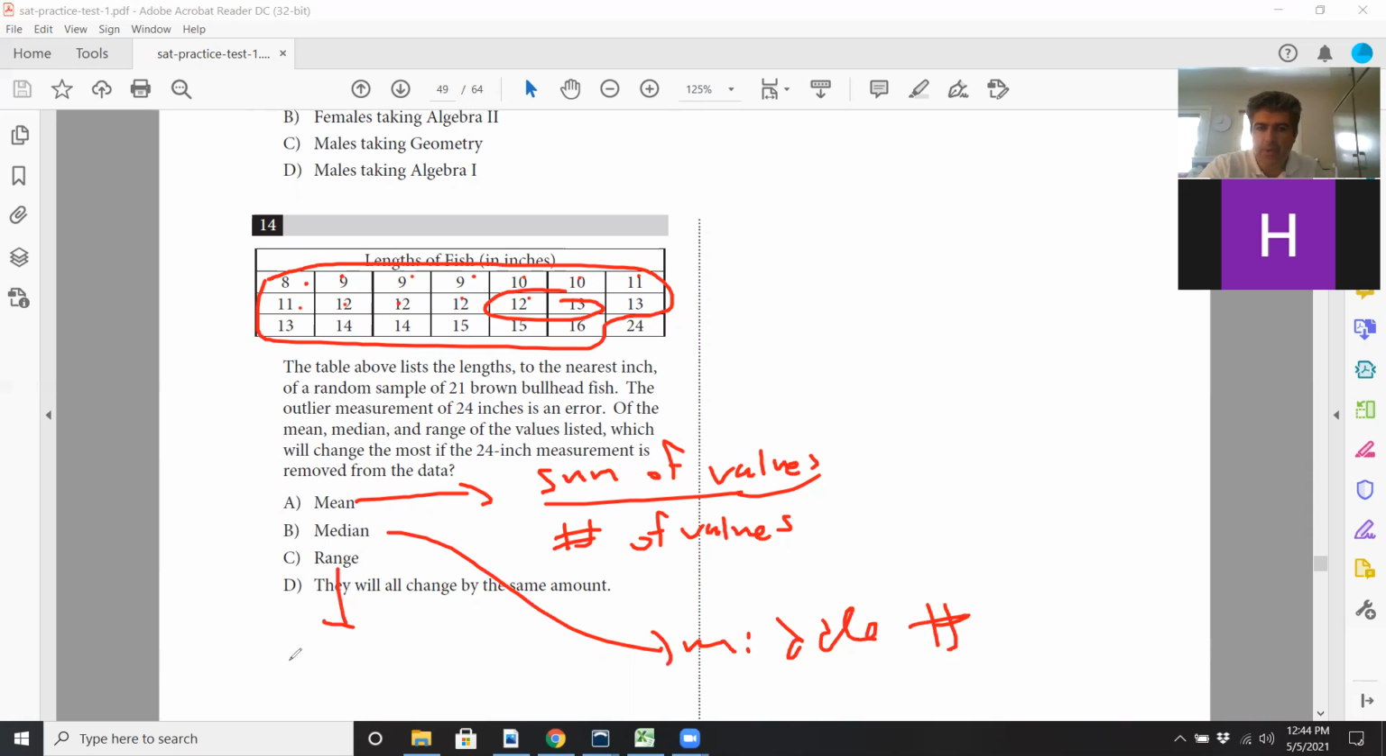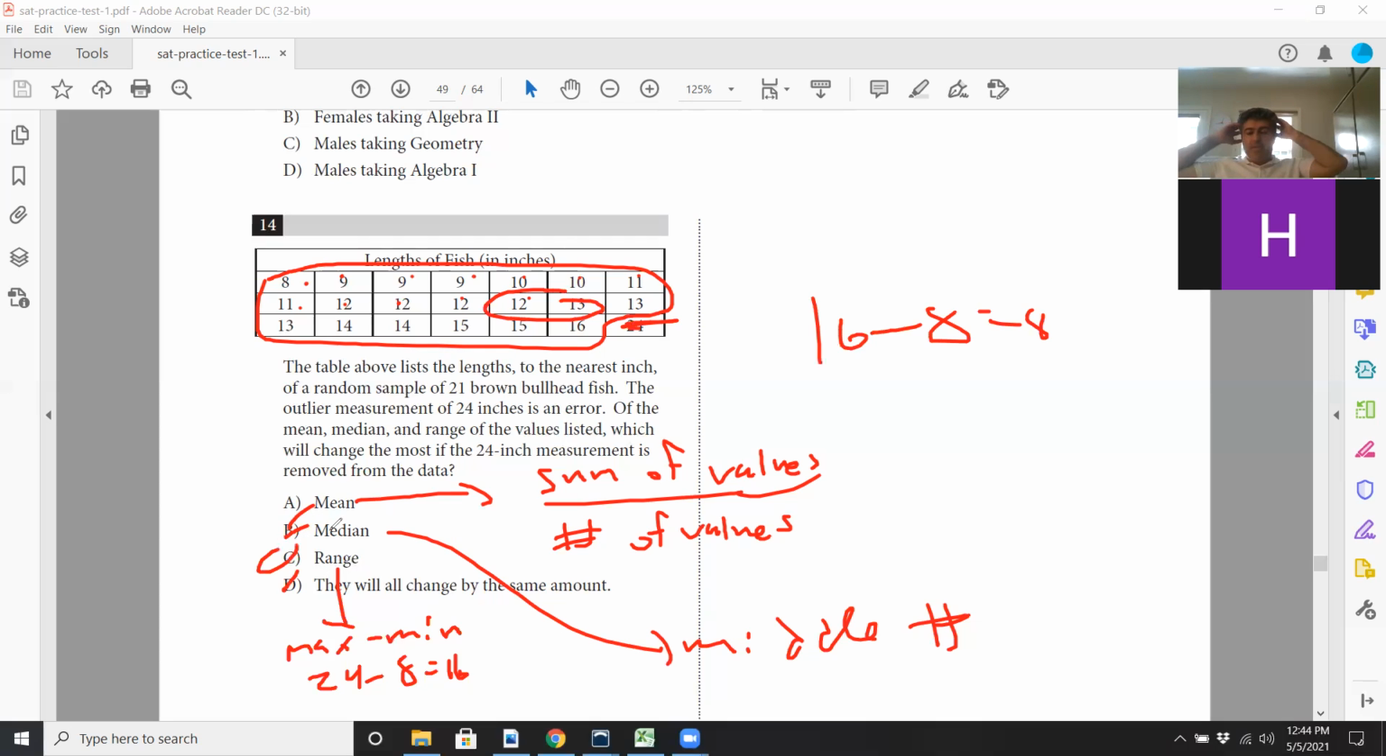Range is going to be high minus low, or max minus min. Now that will change a lot, because right now it's 24 minus 8. But by getting rid of the 24, then it's 16 minus 8, which is 8. And that did change quite drastically. The median will change by 0.5. So the answer is the range. That's that one.